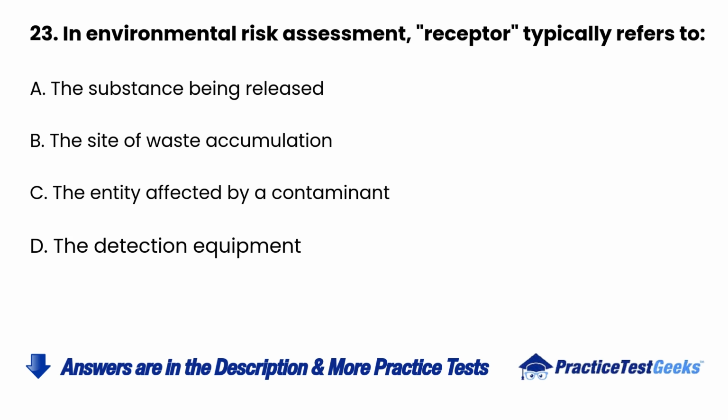23. In environmental risk assessment, receptor typically refers to: A. The substance being released. B. The site of waste accumulation. C. The entity affected by a contaminant. D. The detection equipment.